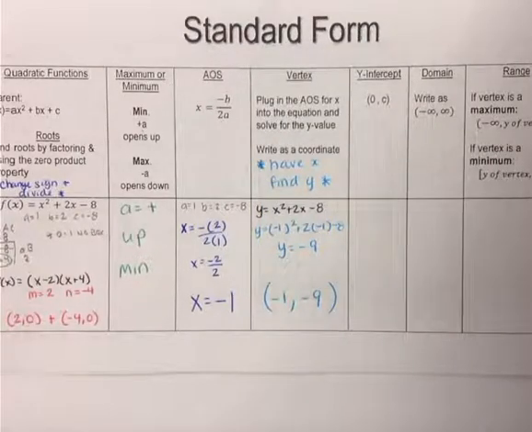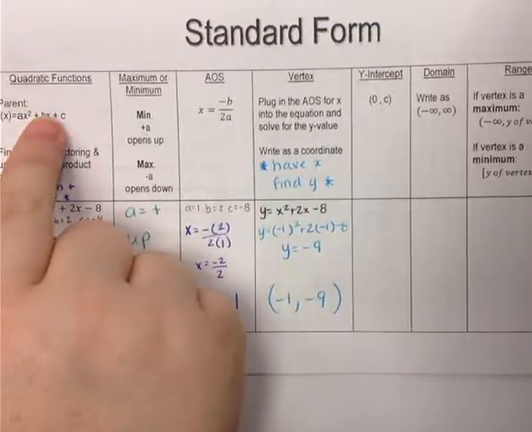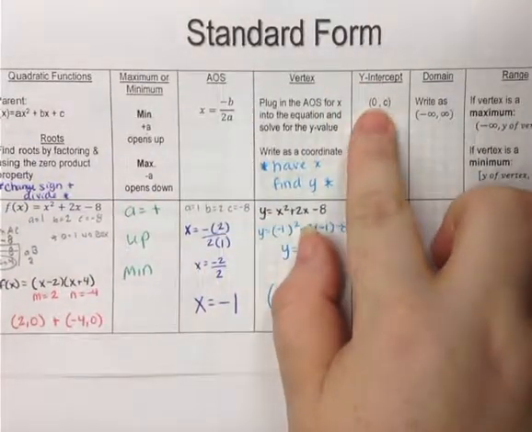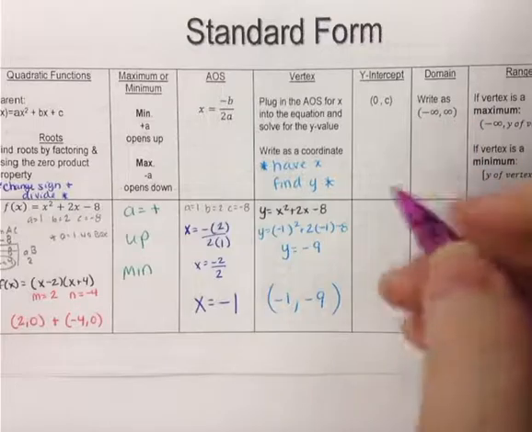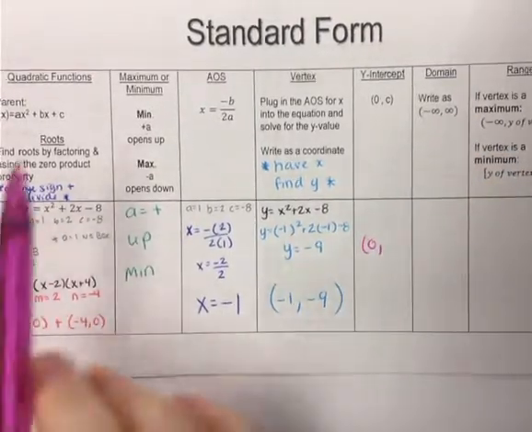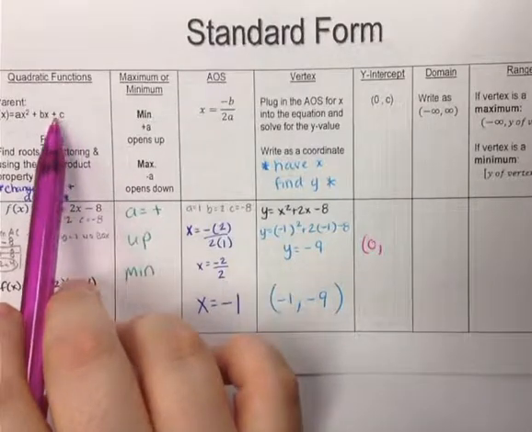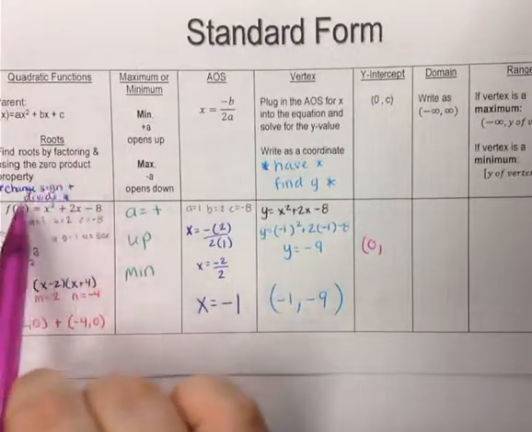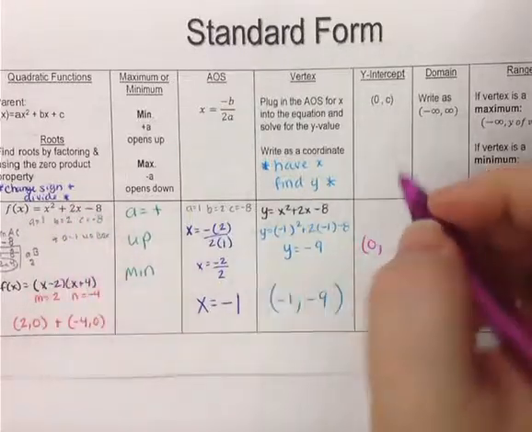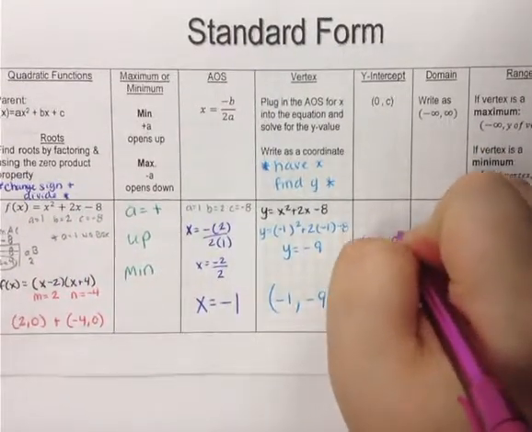When you have a quadratic function in standard form, it will automatically give you your y-intercept. Your x value of the y-intercept is always going to be 0, and no matter what, if you're in standard form, your C value will tell you the y-intercept of the original function. So our C value is -8, so our y-intercept is (0, -8).